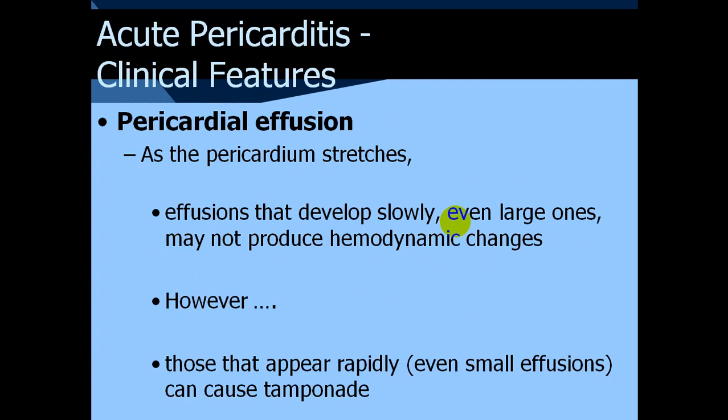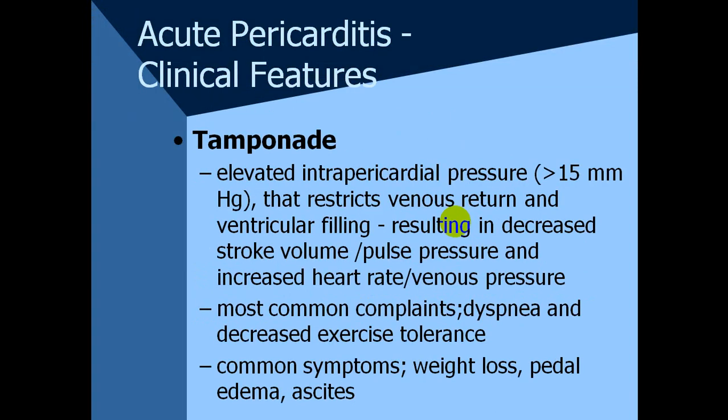Pericardial effusion: the pericardium normally contains about 50 cc of fluid to lubricate movements. As the pericardium stretches, an effusion that develops slowly, even a large one, may not produce hemodynamic change. However, if fluid accumulates rapidly, even a small effusion can cause tamponade. Tamponade is elevated intrapericardial pressure of more than 15 millimeters of mercury that restricts venous return and ventricular filling, resulting in decreased stroke volume and cardiac output.